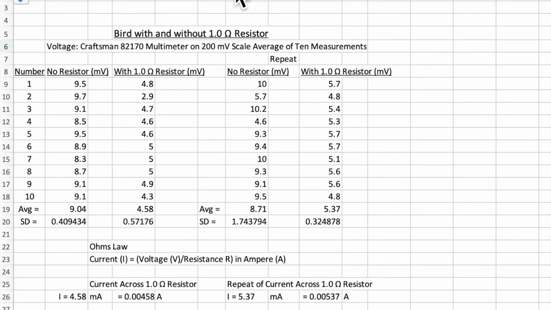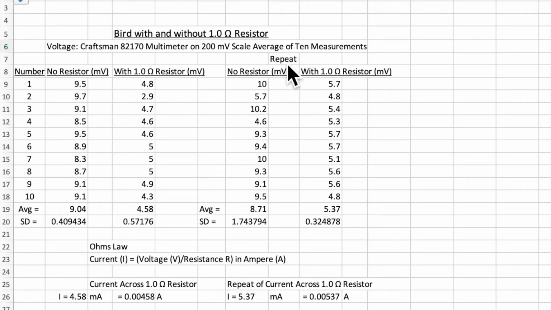This is a spreadsheet I created with the bird generator, with and without the 1-ohm resistor, using the Craftsman 82-170 multimeter for measuring voltage on the 200 millivolt scale. 10 measurements. This is with no resistor. Fairly consistent. Got an average of just over 9 millivolts. With the 1-ohm resistor, an average of about 4.58 millivolts.